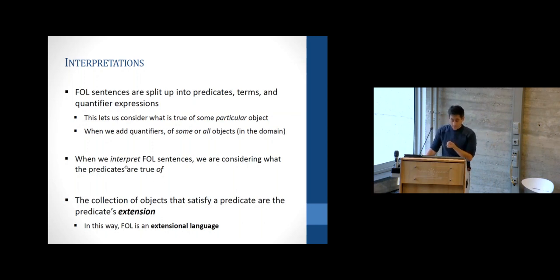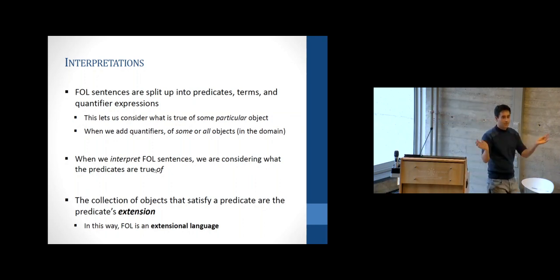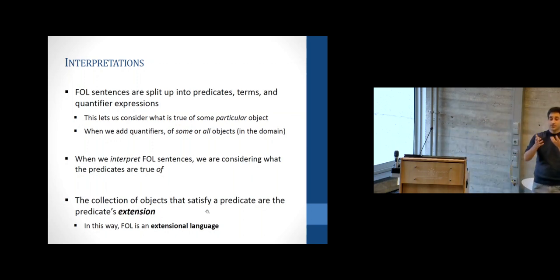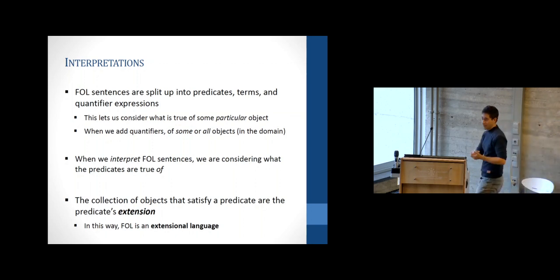What is an interpretation? Basically, when we interpret FOL sentences, we are considering what the predicates are true of. We're basically saying the predicate teacher is true of these people, the predicate student is true of those people. We specify it in a very clear way. So let's say we have S is a student as a predicate. The collection of objects that satisfy the predicate, all of you, is what is called the predicate's extension. If I have the predicate students in this class, all of you are going to be in the extension of that predicate. I can write down a list of all your names, and that will be the extension of the predicate.